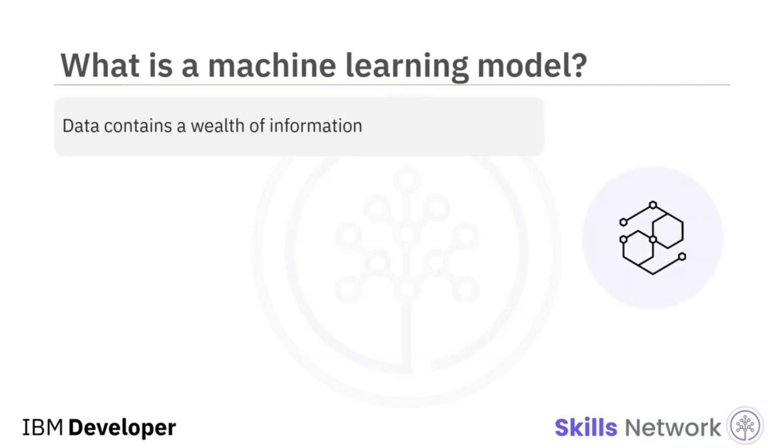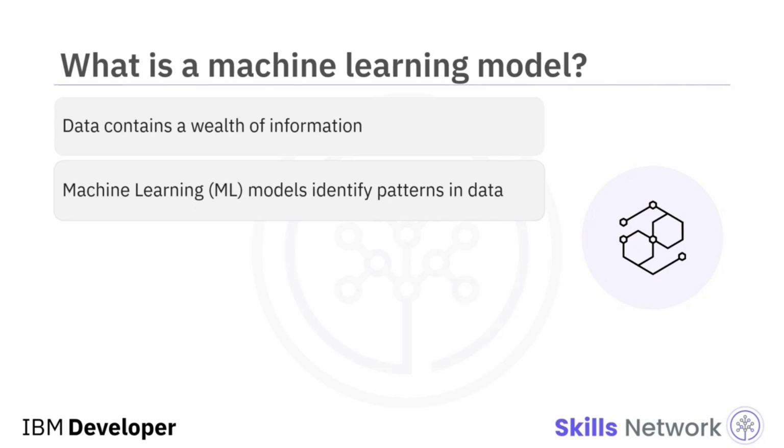Now, data contains a wealth of information that can be used to solve certain types of problems. Traditional data analysis approaches can be a person manually inspecting the data or a specialized computer program that automates the human analysis. These approaches reach their limits due to the amount of data to be analyzed or the complexity of the problem. Machine learning, or ML, uses algorithms, also known as models, to identify patterns in the data.